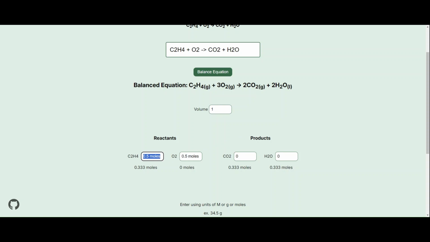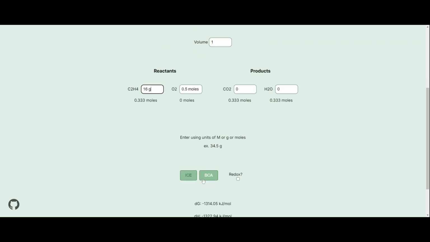For example, we can do 16 grams of C2H4. However, make sure that after you input the number, add a space and then put grams or G. You can see that we have new results now for our answers. And we can also have an initial amount of products for this reaction. You can have 0.5 moles of CO2 and 0.5 of H2O.